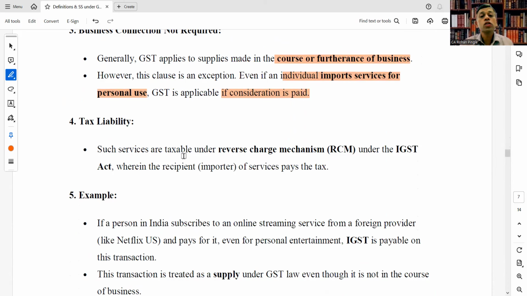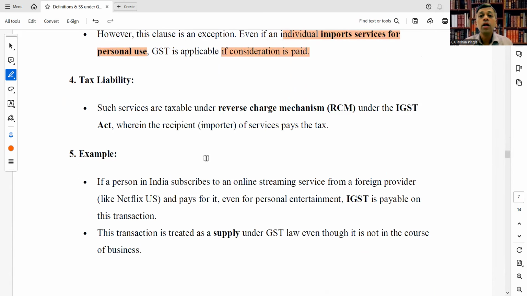Tax liability. Such services are taxable under reverse charge mechanism under the IGST Act, wherein the recipient, the importer of services, pays the tax. It is not covered under forward charge. Import of service is covered under RCM, wherein the recipient, that is the importer of services, is liable to pay the tax.